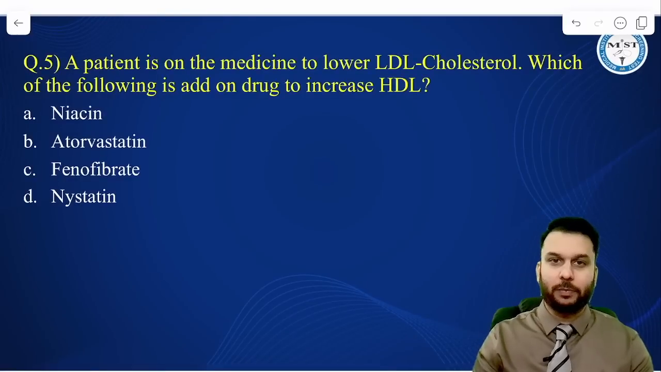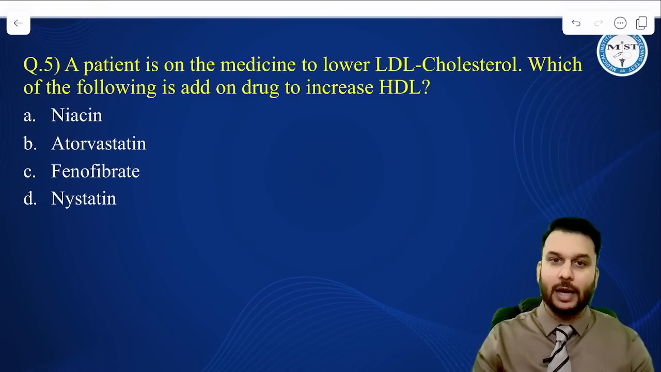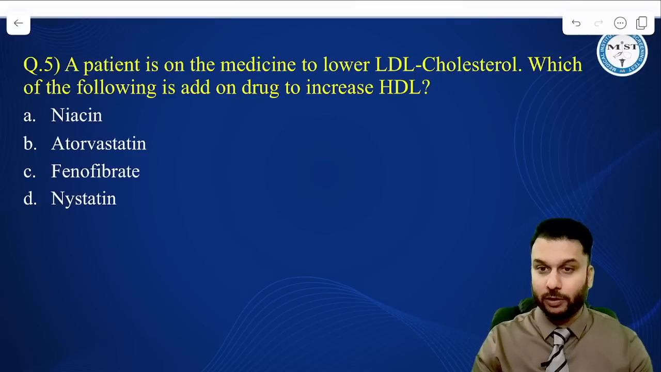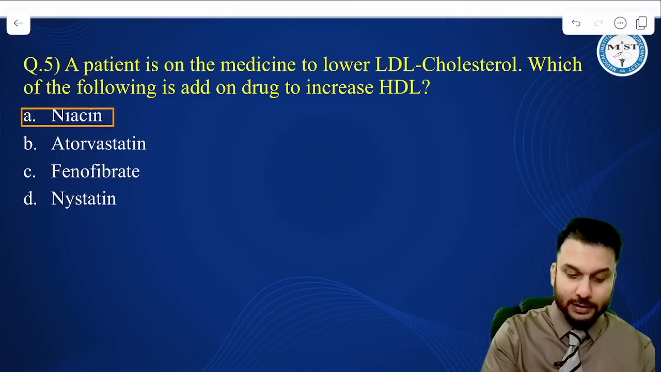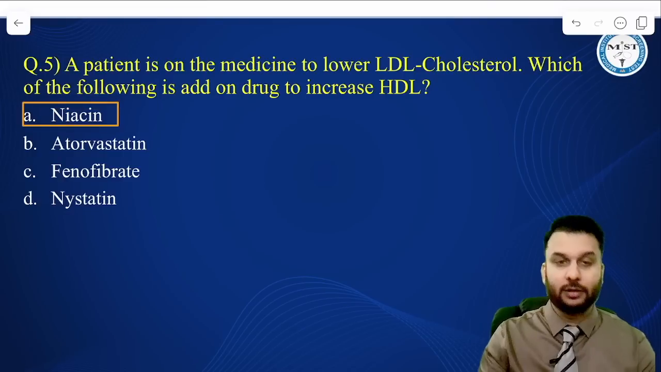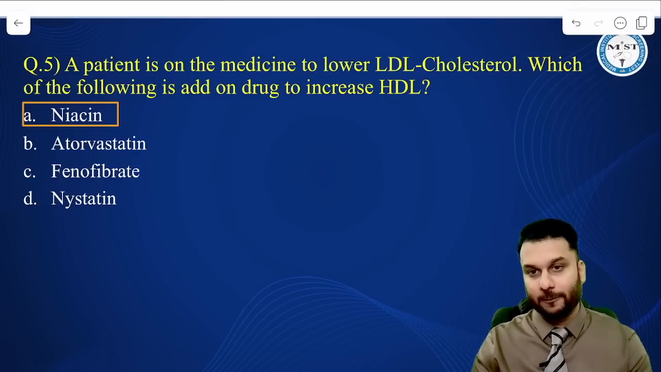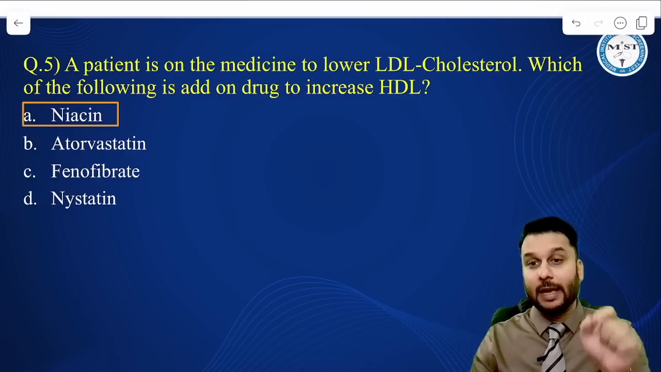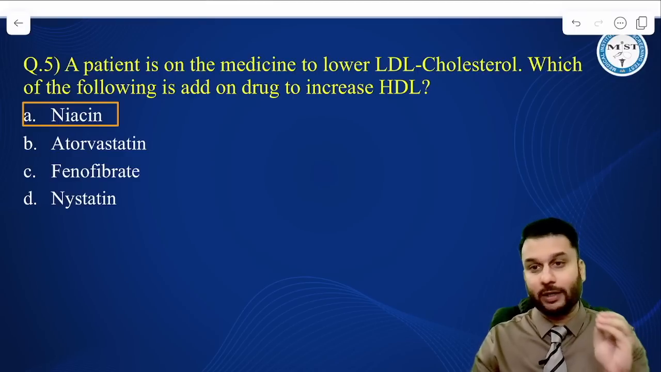Another question is, a patient is on medicine to lower LDL cholesterol. Which of the following is an add-on drug to increase the HDL? Good cholesterol called HDL, if you want to increase it, then we should add a medicine by the name of niacin. Niacin is the drug that you have to add to increase the HDL. It is one of the best drugs to increase HDL. But once you give niacin, there can be certain side effects because niacin increases prostaglandins. And once prostaglandins increase, they cause side effects like flushing, pruritus, etc.